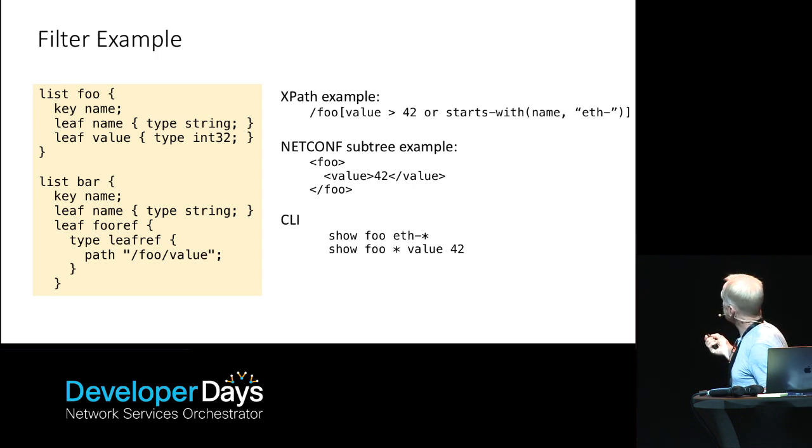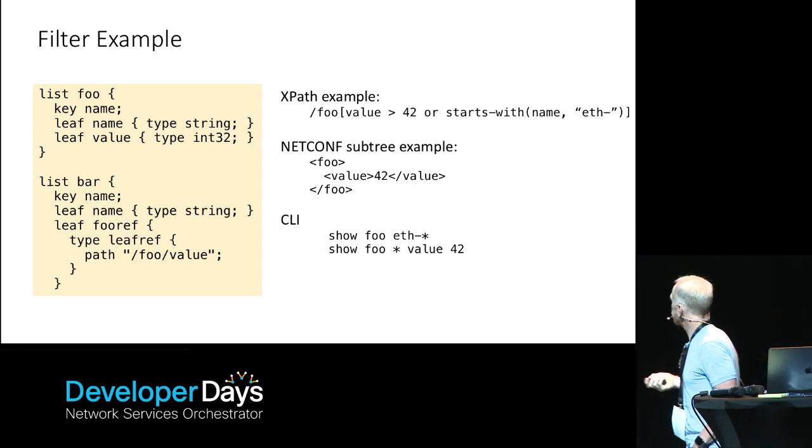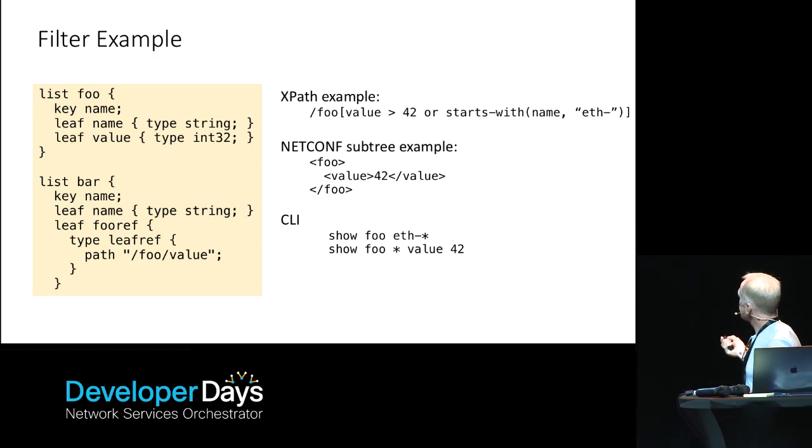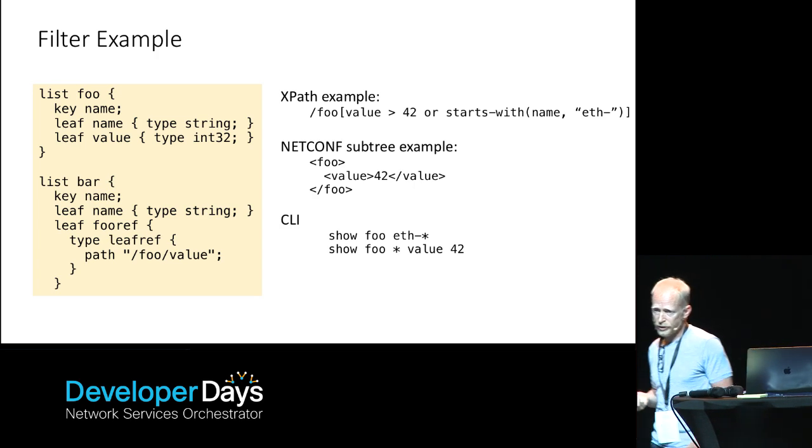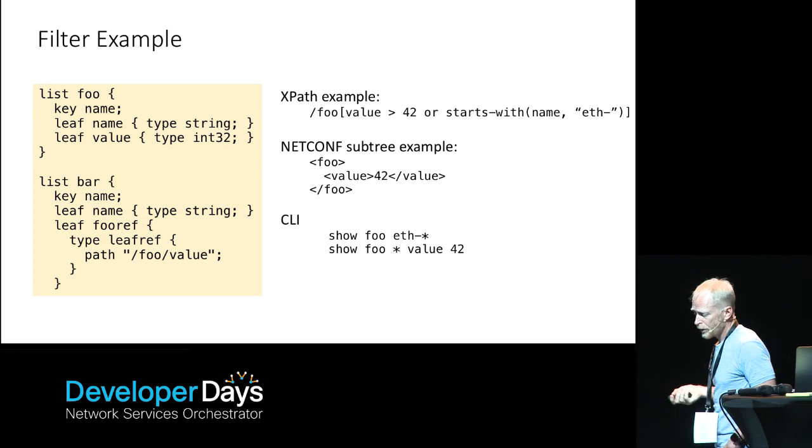In NETCONF, the same or a similar query would be to ask for all the instances that have value 42, for example. You can't do larger than in NETCONF. In the CLI, you would do something like this: show all instances starting with ETH minus star. Then you can actually combine these on the same command line if you like. So you get all the ETH star instances that also have a value 42.